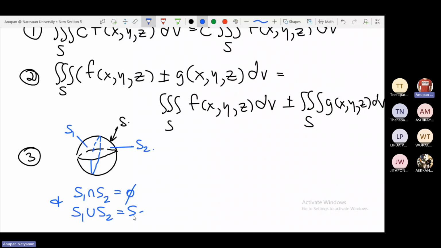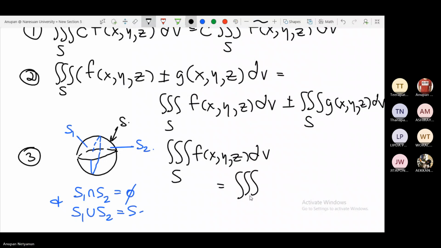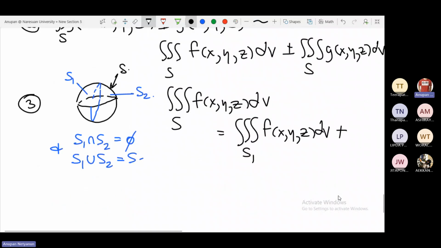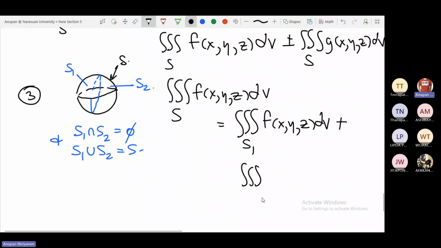When you have this, you can separate the triple integral by the region, so you can have the triple integral on S1 of f(x,y,z) dV, plus the triple integral on S2.